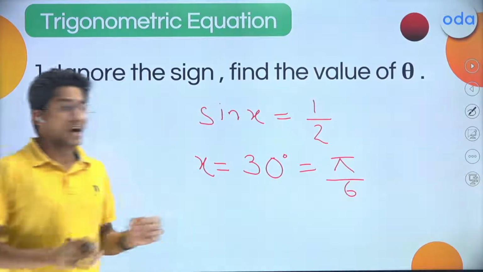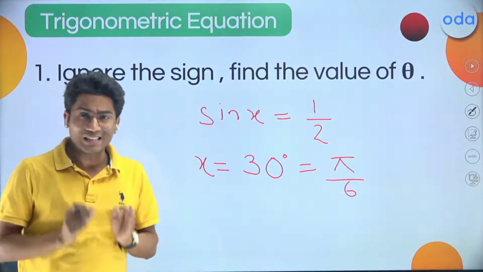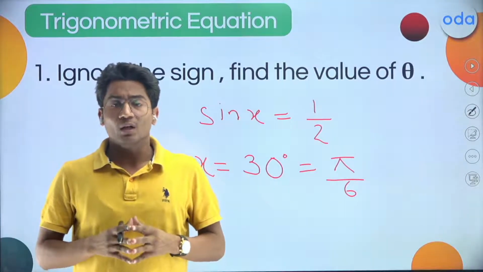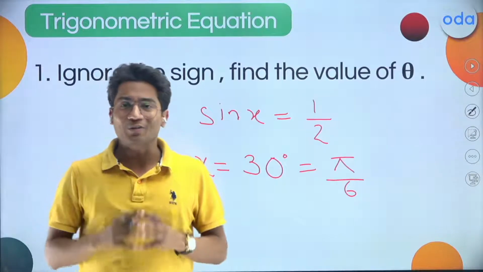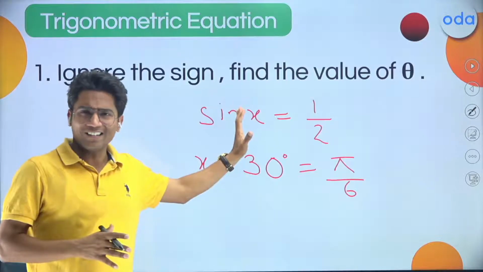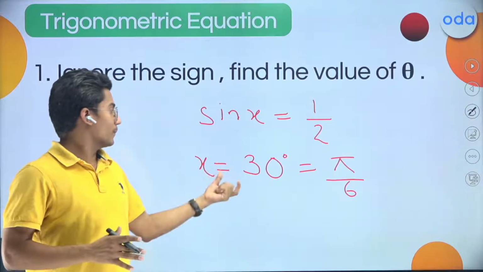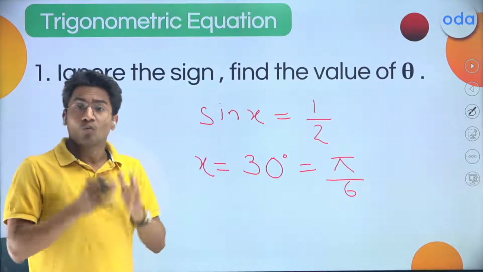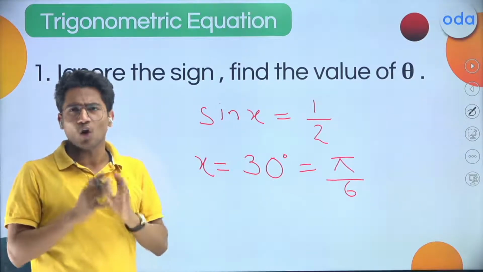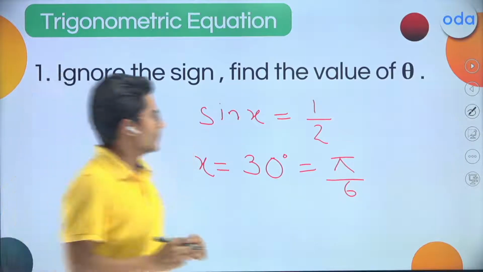So now the first very basic step, whenever these trigonometric equations are given and we have to find the principal solution: just forget about the sign, and write down the angle which can give us this value 1 by 2. Very basic, very easy. We have all done it in 10th grade. Now the first step is done.